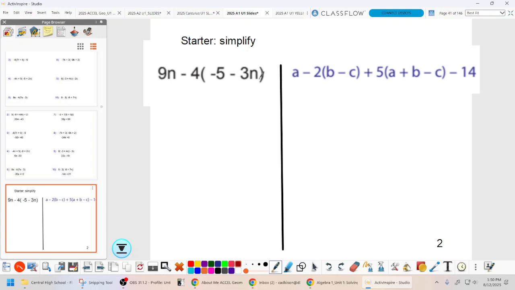First thing to do here is get rid of these parentheses. And remember to include the sign when you distribute so that you get your signs correct in the result. 9n just gets copied. Negative 4 times negative 5 is what? Plus 20. And then negative 4 times negative 3n is plus 12n, right?